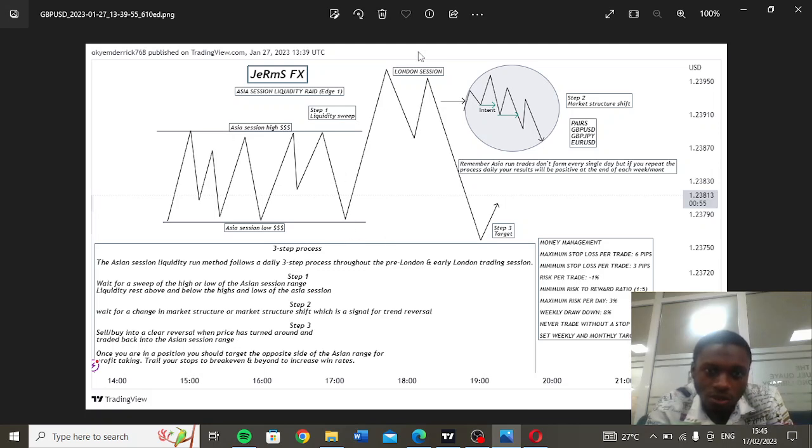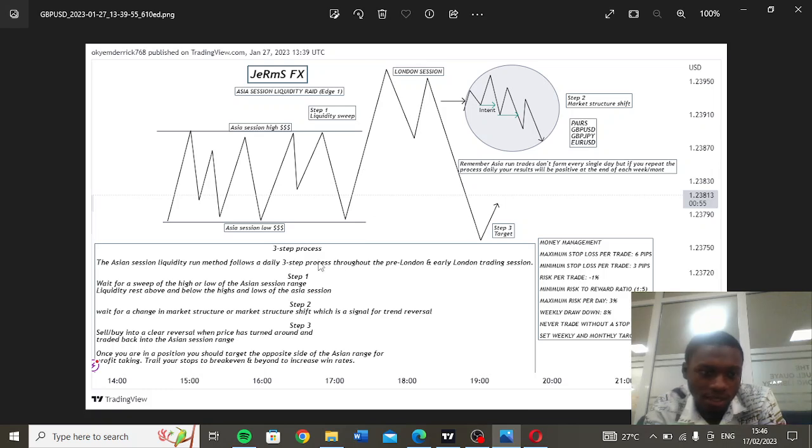Either the market breaks to the upside or the market breaks to the downside. If the market breaks to the upside, then the whole day I'll be looking to sell, because I believe the Asia session liquidity resting above has been swept. So we wait for where the money is, and then we join the institutions in pushing the market to the direction they intend to send it.